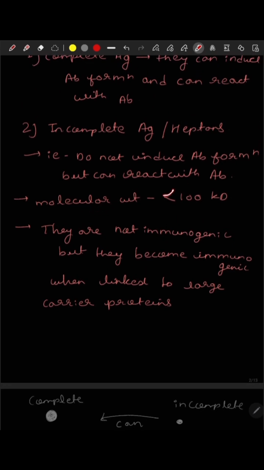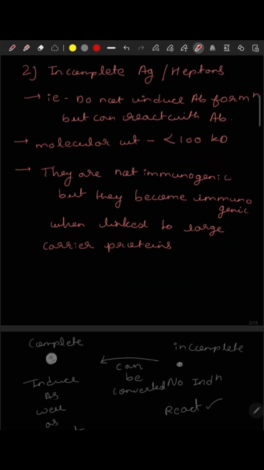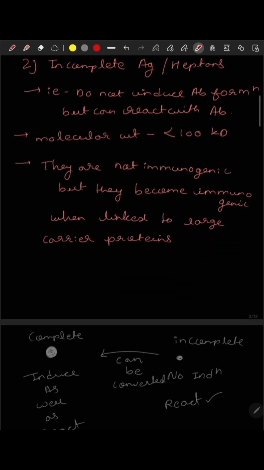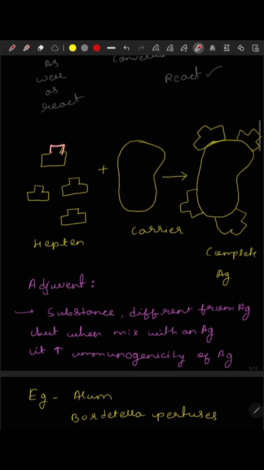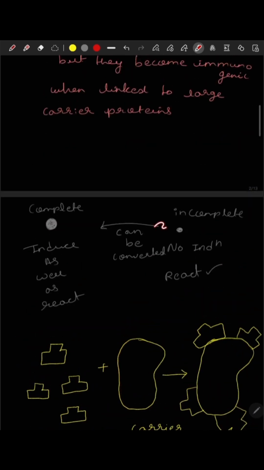Molecular weight is less than 10,000 daltons. They are not immunogenic, but they become immunogenic when linked to a larger carrier protein. These are the haptens, which are the smaller or incomplete antigens. They combine with the carrier protein and form a complete antigen. It means we can convert incomplete antigens to complete antigens.